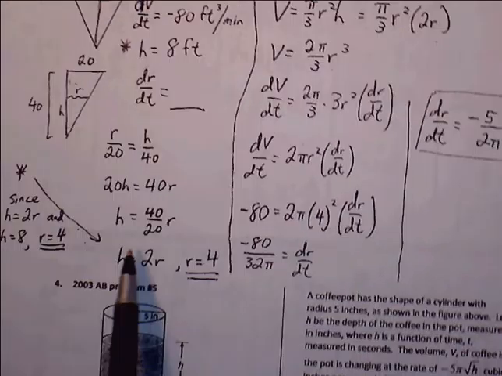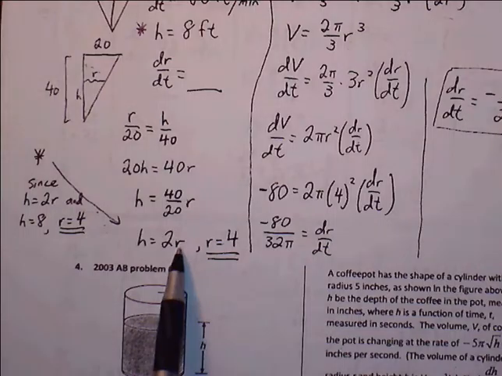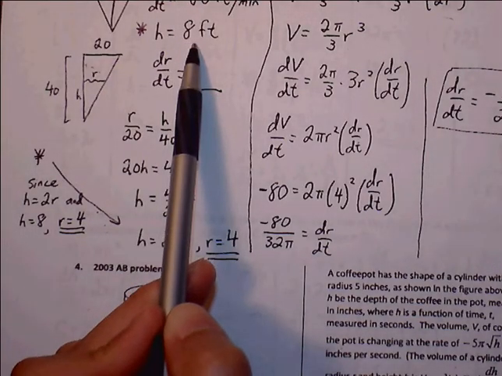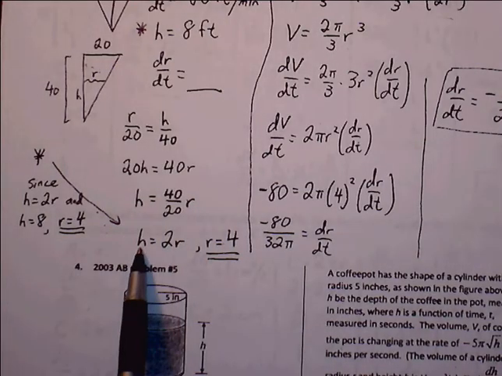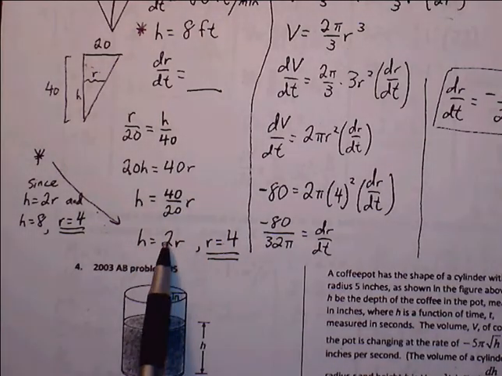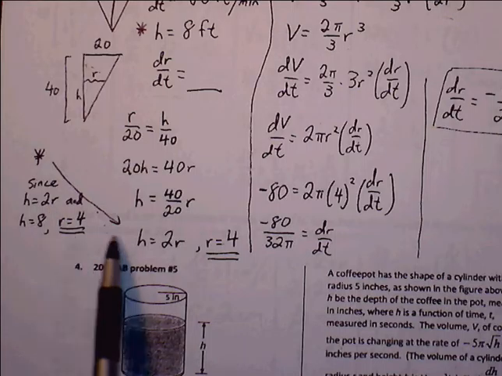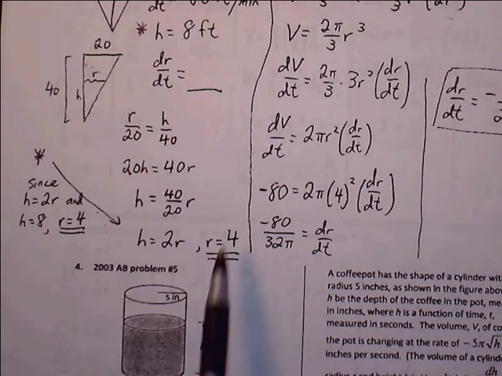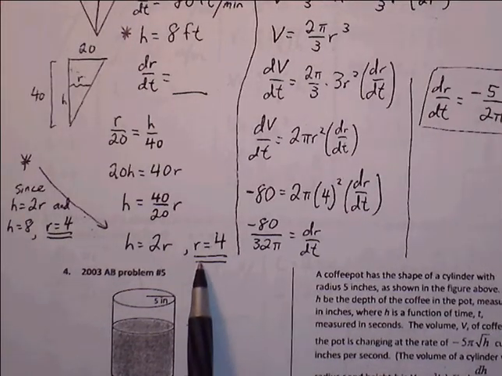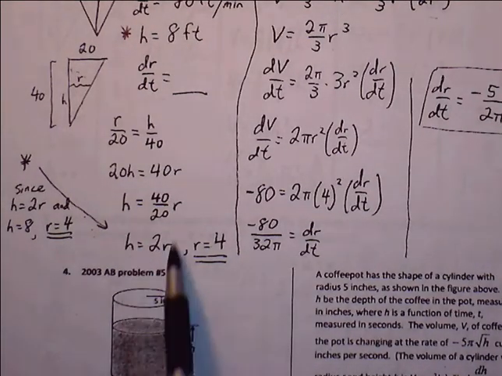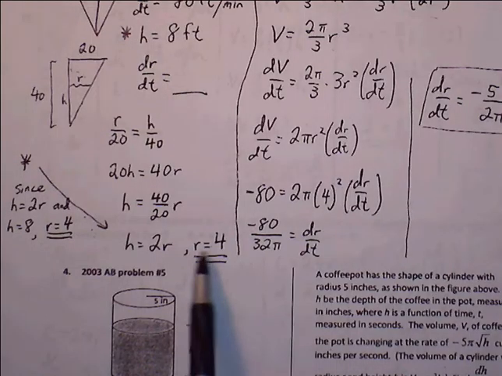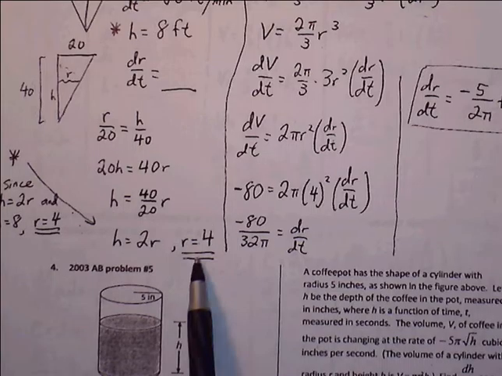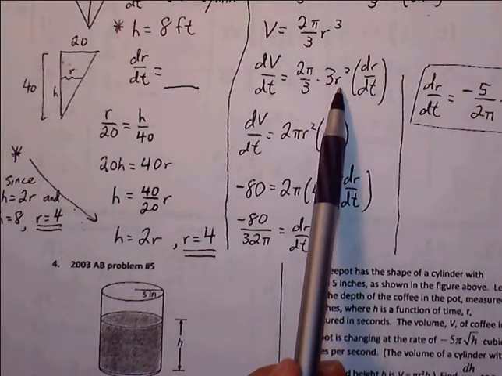Well, we do have something that relates height and radius. We know at this moment in time, the height is 8 feet. So if I plug 8 in for h, then I can solve for r. 8 divided by 2 is simply going to be 4. So at this moment in time, the height is 8, and we also know the radius must be 4, because we have this relationship that will convert from one form to the other. So we can replace our radius, r, with 4.